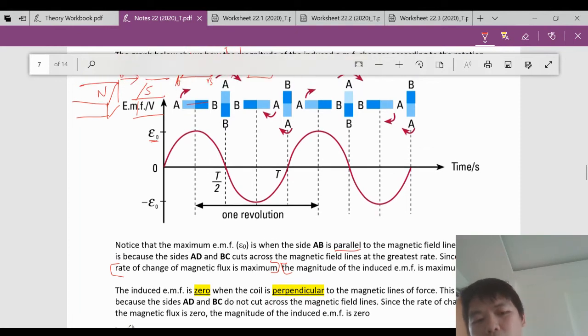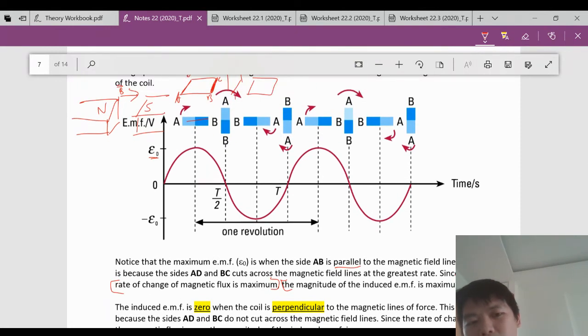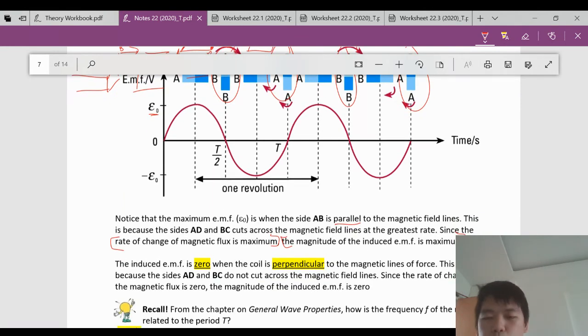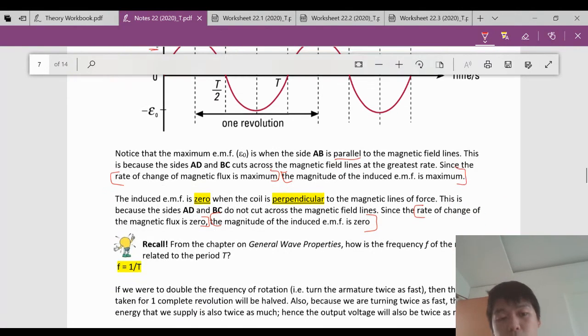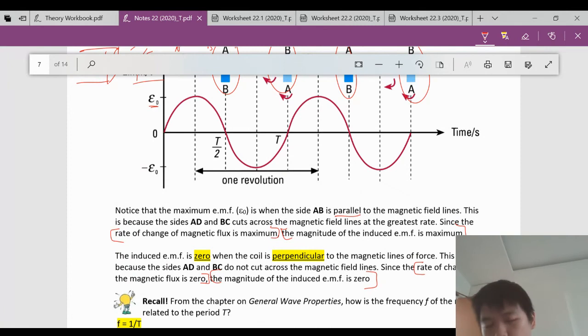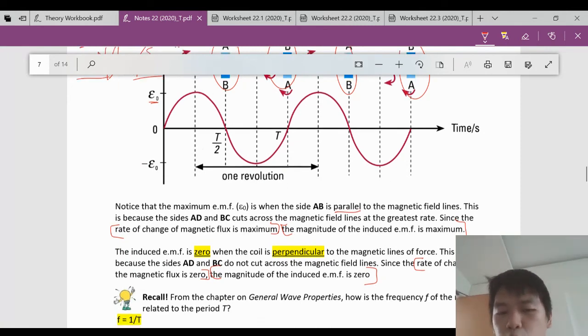The induced EMF is zero when the coil is perpendicular, as in here, here, here, and here. When the coil is perpendicular to the magnetic field lines, this is because sides AD and BC do not cut across the magnetic field lines at all. As such, the change of magnetic flux will be very little or none at all. So since the rate of change of magnetic flux is zero, the magnitude of the induced EMF is zero in this case. Okay, so if at any point you're confused, please go back to the front again and recap on this, or you can read your textbook.